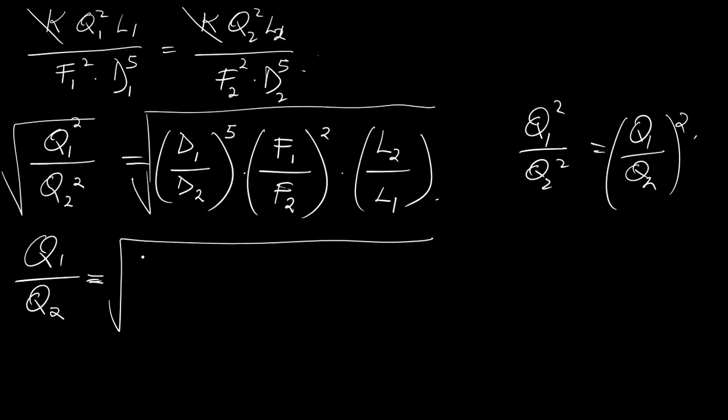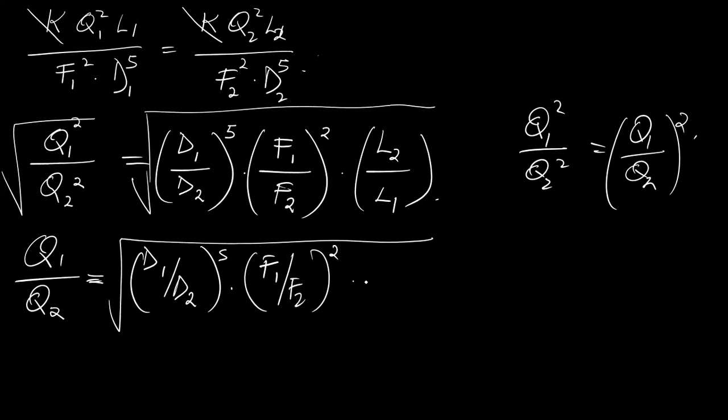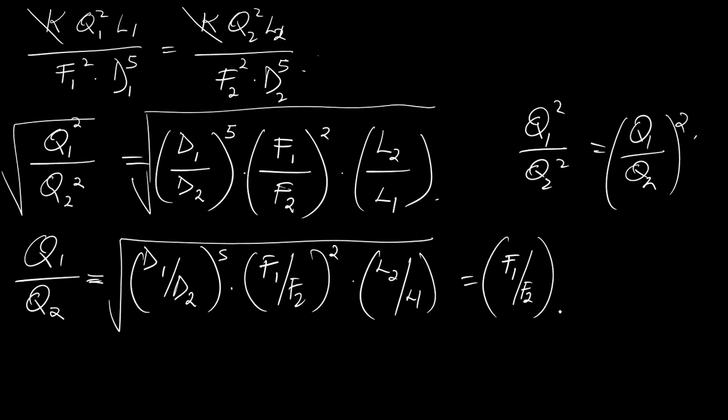Taking the square root of both sides, you have D1 all over D2 all raised to the power 5, times F1 all over F2 all raised to the power 2, times L2 all over L1. This will give us F1 all over F2 times the square root of D1 all over D2 all raised to the power 5 times L2 all over L1.